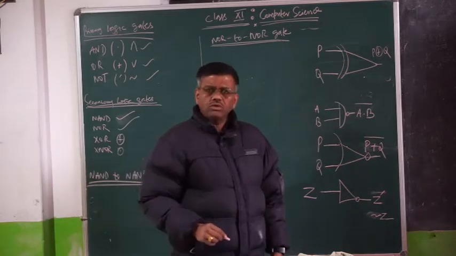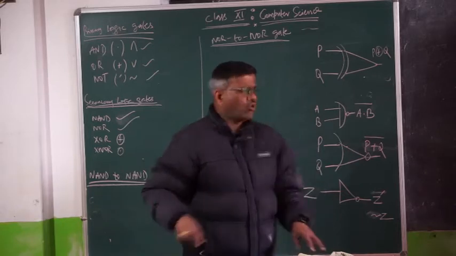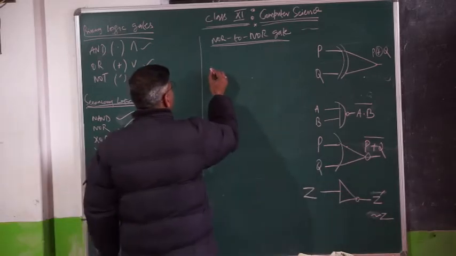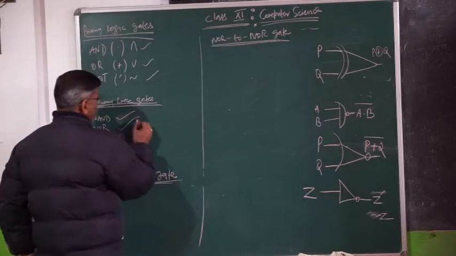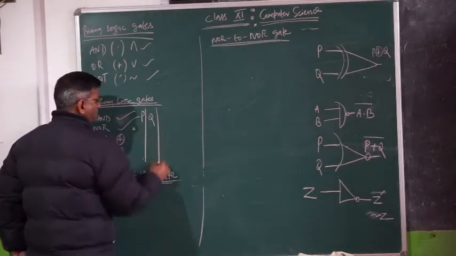I'm going to do the truth table for this. As you all know, if there are two variables, 2 to the power of 2 is 4. Let me do this truth table for the XOR gate. Okay. Let's say this is P, this is Q, right?